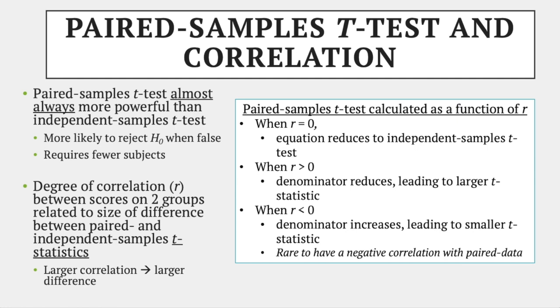So with all that said, the idea is the paired sample t-test is more powerful and better to use when you do have matched pairs and there's some sort of correlation between their pre-test and post-test, or between their scores at any of the conditions.